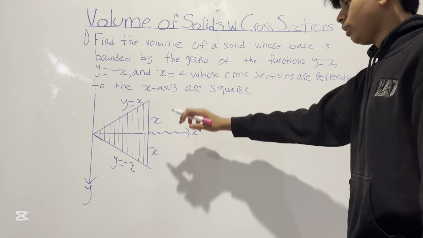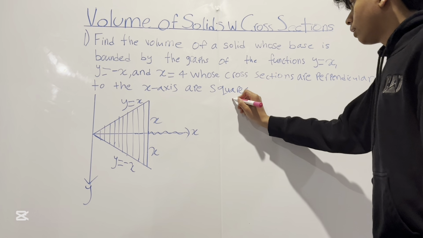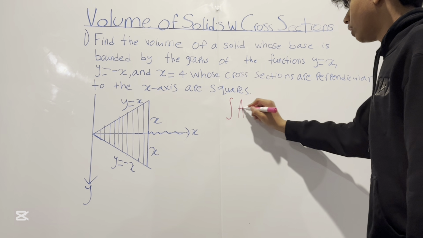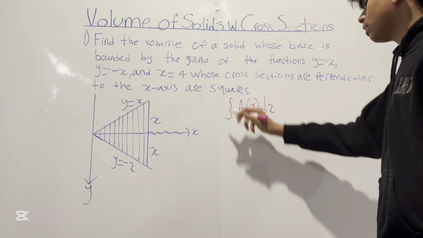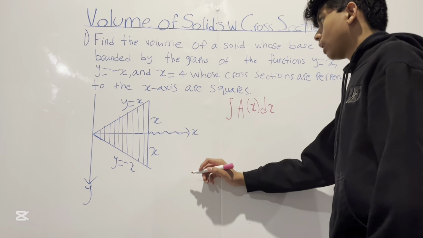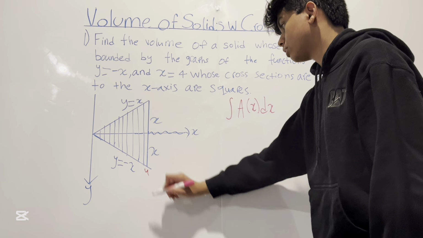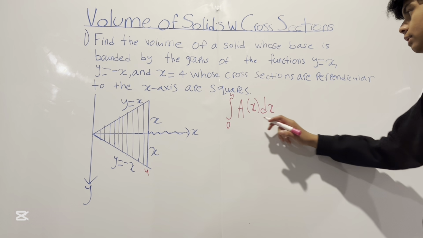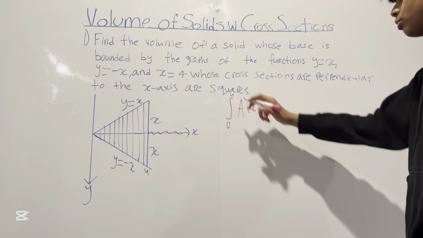So what we have to do is, when we solve things like this, we have to find the integral of the area function, A of x dx. And the bounds are going to be from 0 to 4 because that's the restraint that they gave, x equals 4. So I'll just mark here, this is 4. So it's from 0 through 4 in this case.